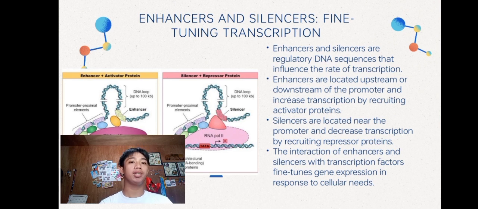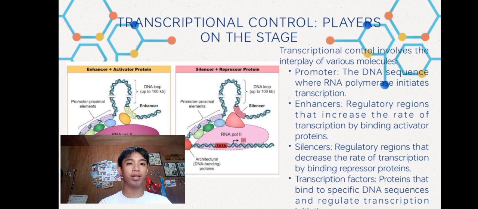Together, they help create the right environment for the transcriptional machinery to perform effectively. Next, we have here the chromatin remodeling complexes. So in a stage play, we will assign them as the stage crew, which modify the chromatin structure, making the DNA more accessible or inaccessible to the transcriptional machinery. By loosening or tightening the chromatin, these complexes help regulate transcriptional activity.